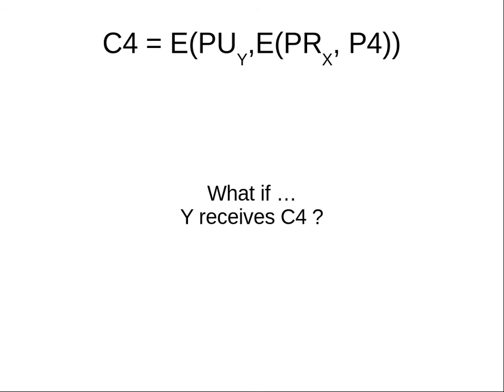What do they know? You work from the outside first, from Y's perspective. To decrypt this, Y needs the private key of Y. All right, Y has that, so they can decrypt the outer layer. Then they can decrypt the inner layer because they need the public key of X to decrypt the inner part, and the public key is known by Y. So they decrypt the inner part. They learn P4, so they find out what is the plain text, and they know it came from X because it was encrypted with the private key of X. So this is a way such that Y receives the plain text and they know for sure this message came from X.